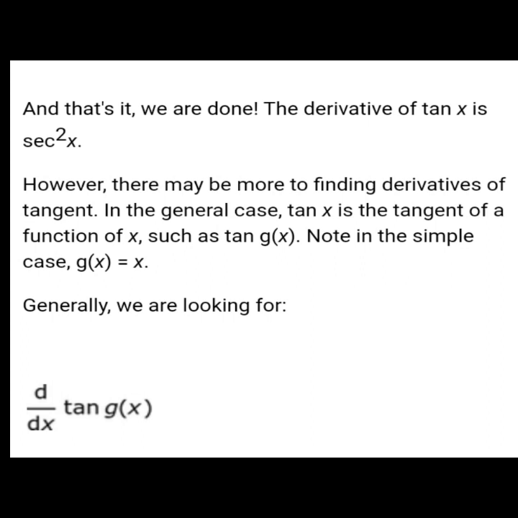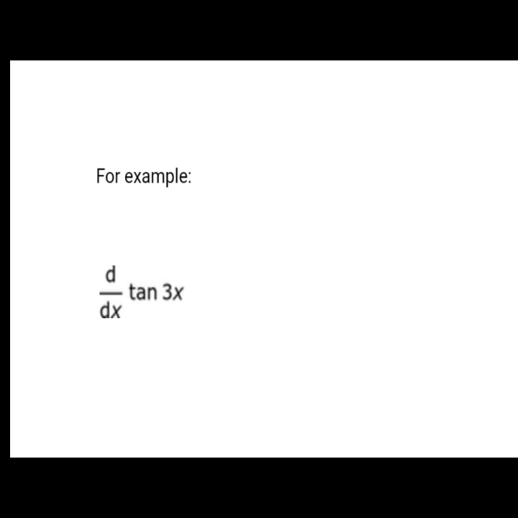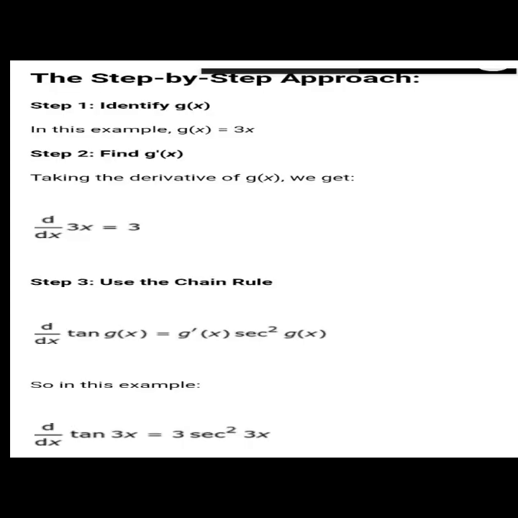However, there may be more to finding the derivatives of tangent. In the general case, we have the tangent of a function of x, such as tan g(x). Note that in the simple case, g(x) is equal to x. Generally, we are looking for d over dx tan g(x). For example, d over dx tan 3x.